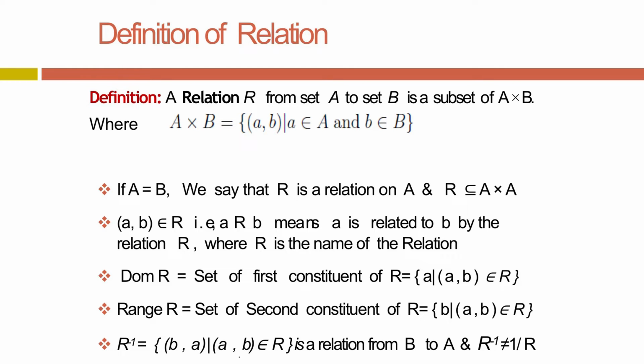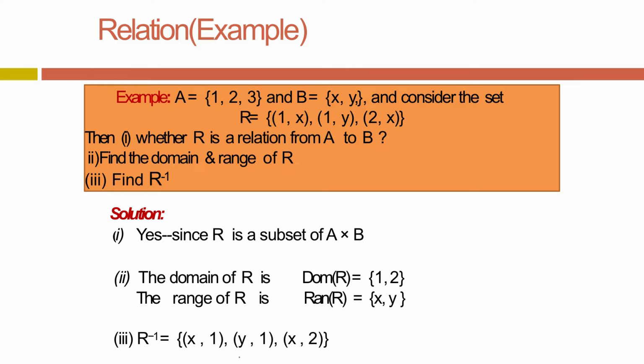So, let us take an example. Suppose the set A is equal to {1, 2, 3}, B is equal to {x, y}, then whether the set R = {(1, x), (1, y), (2, x)} is a relation. If it is a relation, then find its domain and range, and find R inverse. So, relation means it should be a subset of A cross B. So, A is {1, 2, 3}, B is {x, y} and R is equal to {(1, x), (1, y), (2, x)}. So, it must be a subset of A cross B.